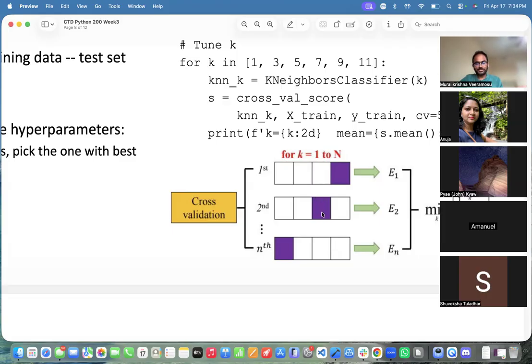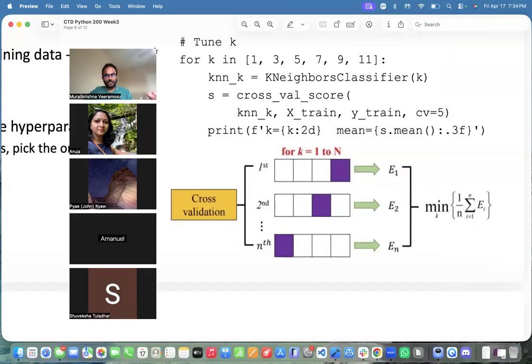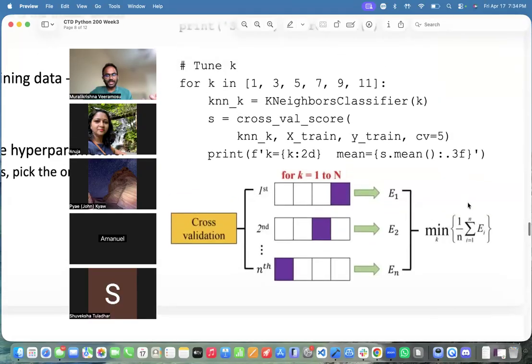For the 3rd iteration, you test with set 2. For the 4th iteration, you test with set 0, right? And then take the average and decide the k value, right? This is how we do cross validation in order to decide the k value. Any questions there, or is this clear?